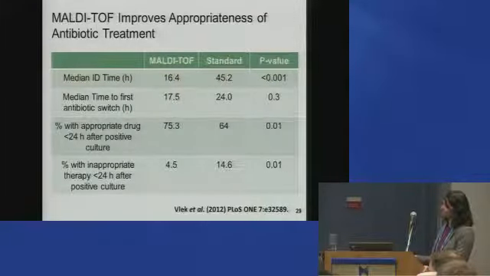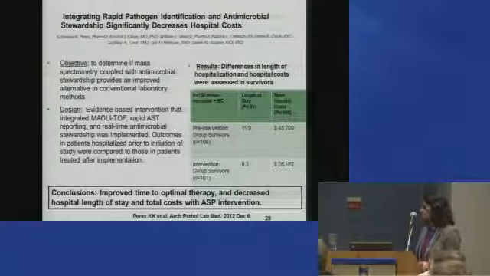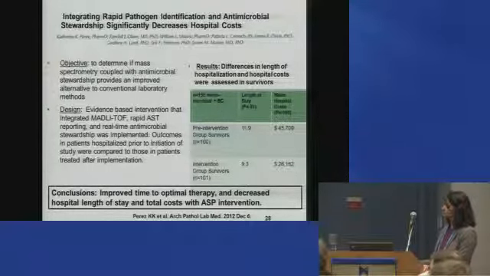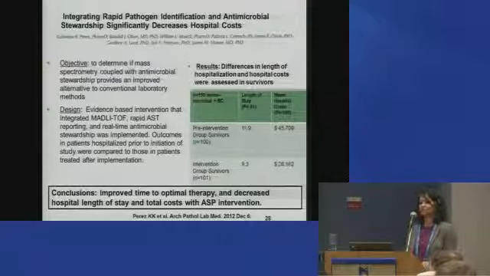And you can see the result of the direct identification by MALDI-TOF on blood cultures. You're looking at the pre-intervention period and the intervention post-MALDI-TOF. You can see that the length of stay in the patients that were intervened upon was much shorter, there was more survival in patients that were intervened on, and the hospital costs dropped dramatically as a result of improved time to optimal therapy, decreased hospital length of stay, and total costs with the stewardship intervention. So it really does make the point that working collaboratively, if you have a rapid method of detecting organisms, collaboration goes a long way.